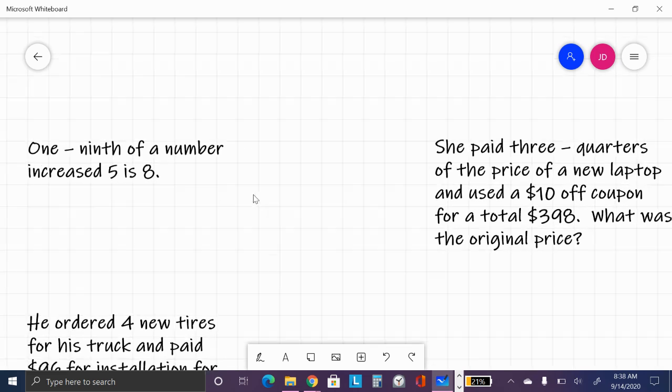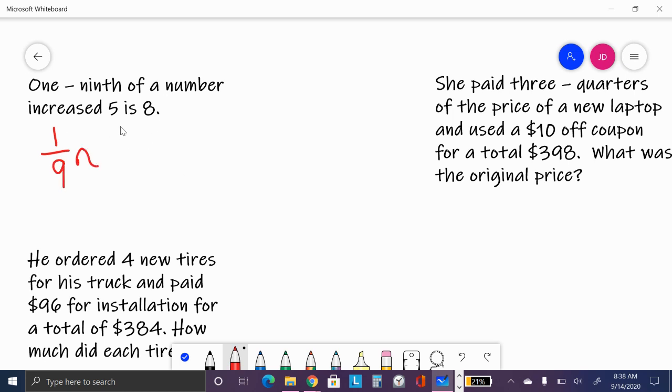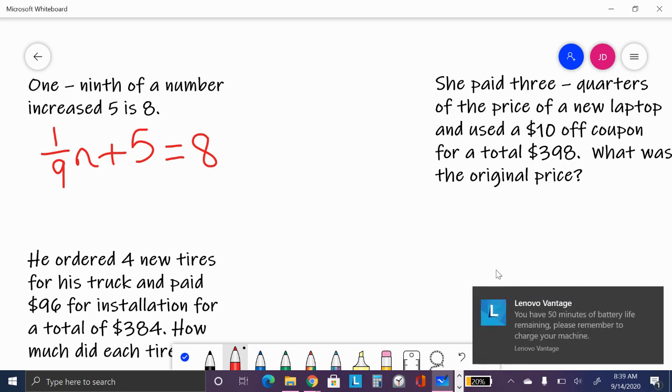All right, let's keep going down here. 1/9 of a number increased by 5 is 8. 1/9 is 1 over 9 of a number, times n, increased by 5, plus 5, is 8, equals 8. And another two-step equation. Now the next two problems have real world scenarios that we have to create a one or two step equation from, and just knowing our common sense skills.